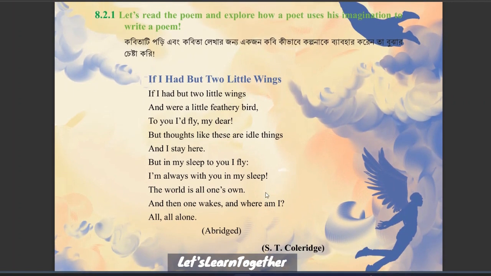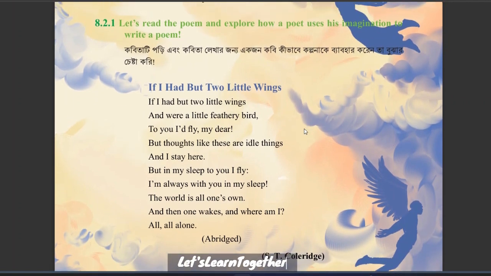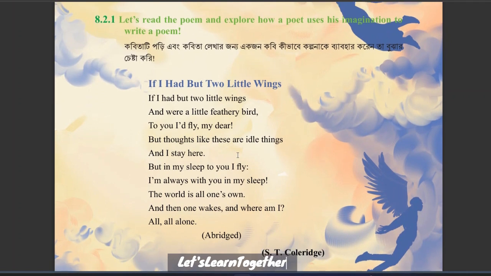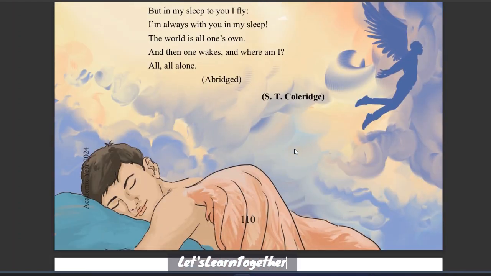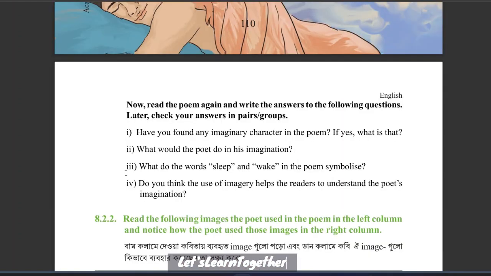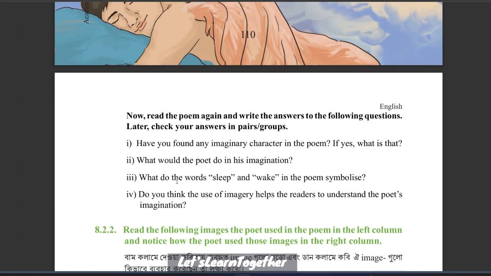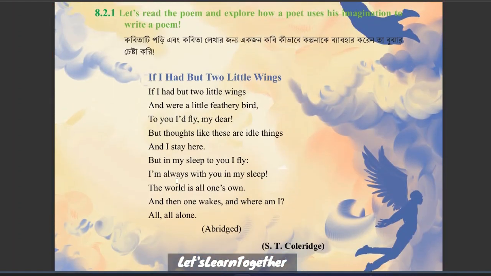Now, he has basically used his sense of imagination to write this poem, and we have to read this poem and determine what kind of imaginations, what type of thoughts, what sort of visualizations he used to write this poem. And by determining those, we have to answer these four questions. Okay, so let's read the poem at first.